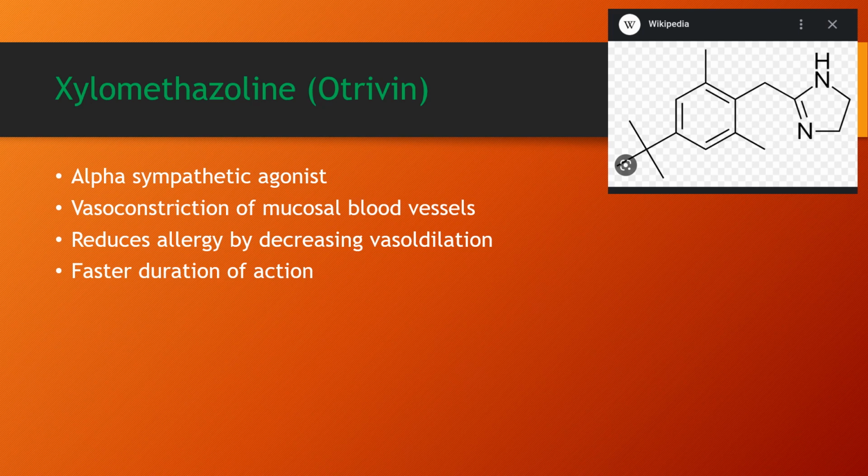So next thing is another alpha sympathetic agonist, which is xylometazoline, Otrivin is a brand name. An alpha sympathetic agonist causes vasoconstriction again in the nasal mucosa. We use this as drops and cause decreased vasodilation and increased vasoconstriction of Kiesselbach's plexus, causing decreased nasal allergy, nasal itchiness, and decreased inflammation.